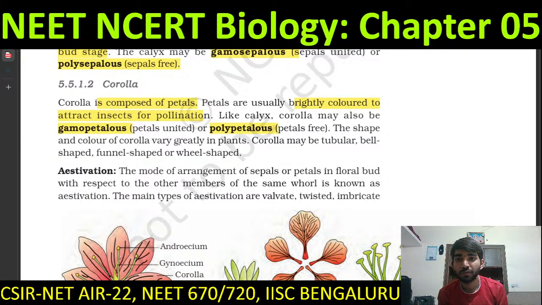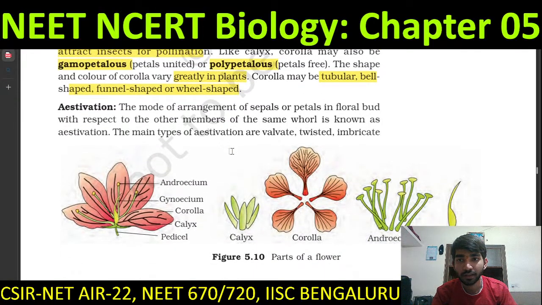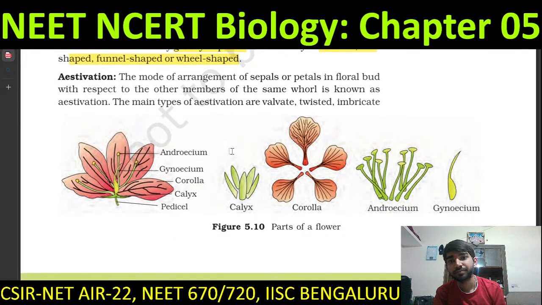Shape and color of corolla vary greatly in plants. This all of us know. Corolla may be tubular, bell shaped, funnel shaped, wheel shaped. So there can be many, many varieties of corolla. That is what they are trying to say here.